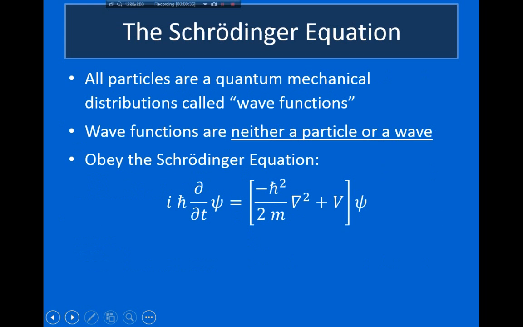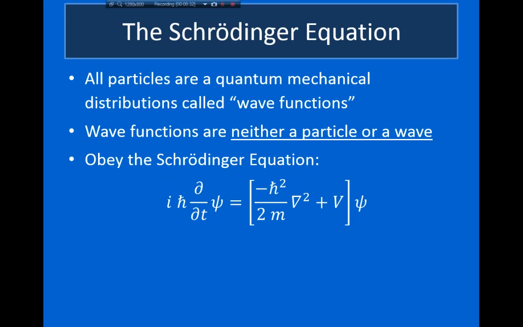Basically, what Schrödinger was able to show was that all particles, so photons, electrons, protons, neutrons, everything, is made up of these things called wave functions. So an electron actually is a wave function. One really important thing to understand is that these wave functions are neither particles nor waves. They're not particles because they don't have a position like a particle, and they're not waves because they don't satisfy the wave equation. Instead, these wave functions are described by something called Schrödinger's equation, which I have written down here.